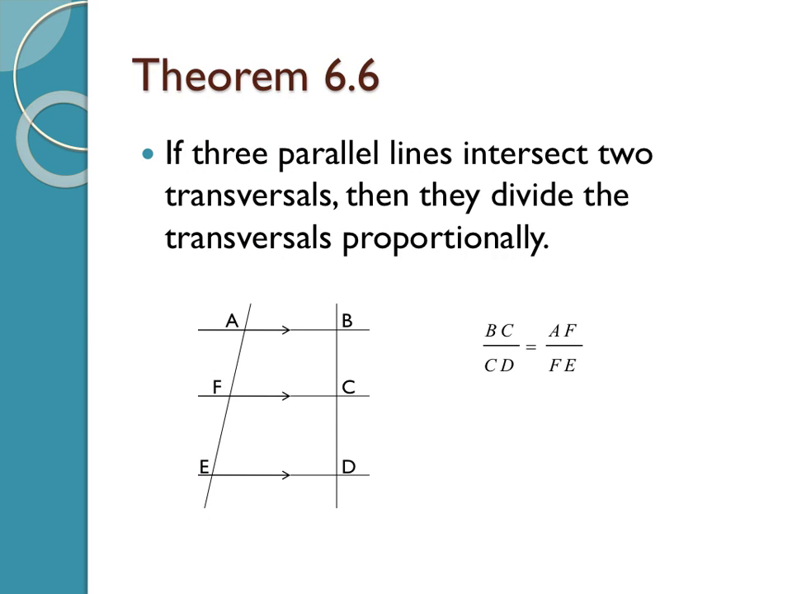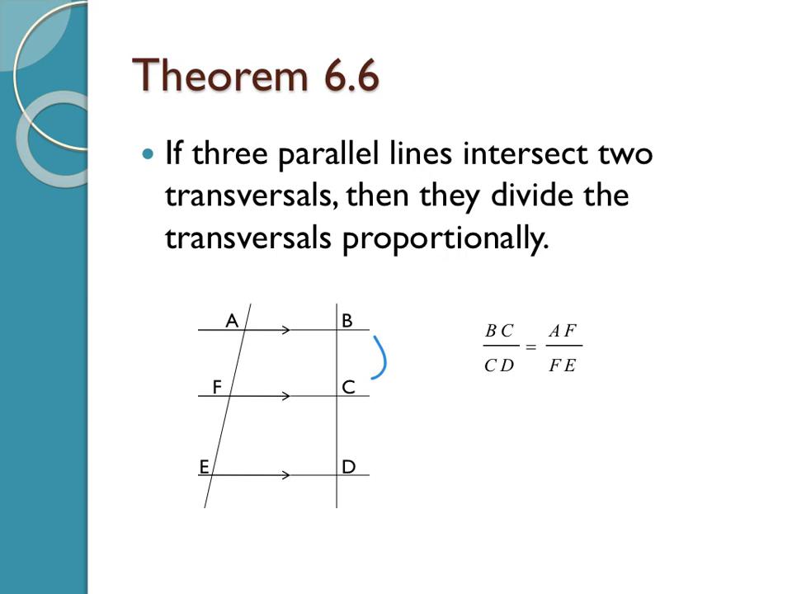Okay, theorem 6, which doesn't have a name and the number's not important. What you need to know is what it says. It says if 3 parallel lines intersect 2 transversals, then they divide the transversals proportionally. So for this, you have to have 3 parallel lines, and they have to intersect 2 transversals. And when they do it, they divide it proportionally.